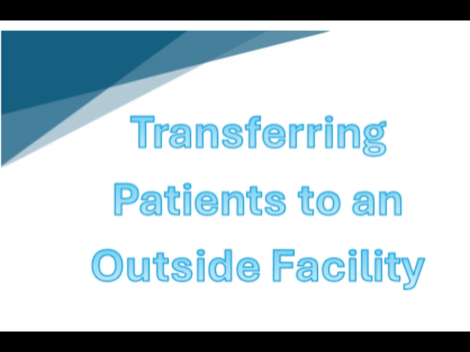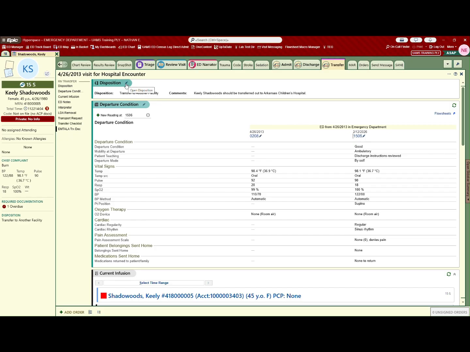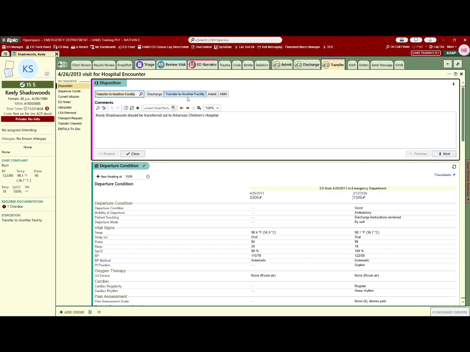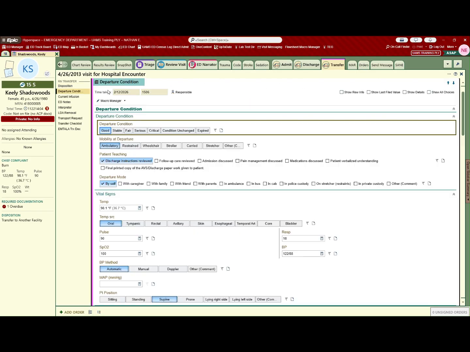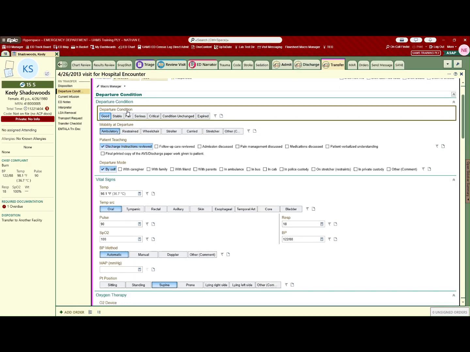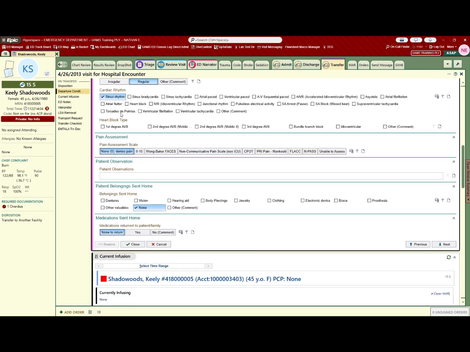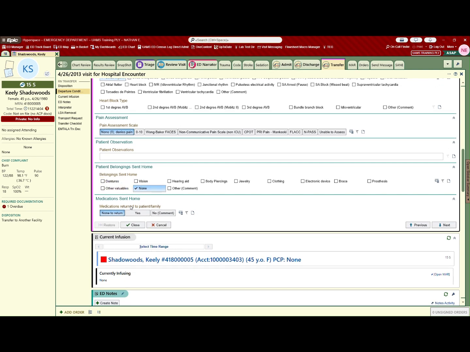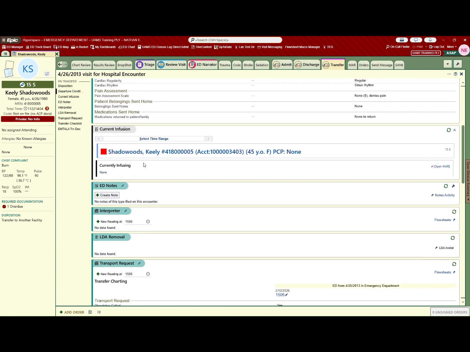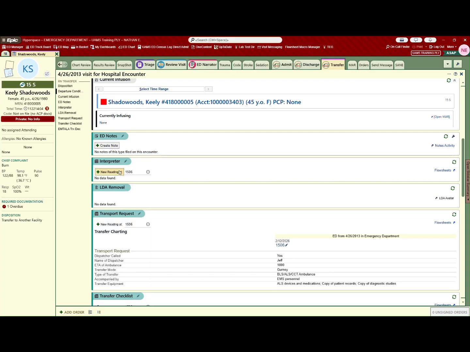So when you go to the navigator, it's just in your regular Epic. The first tab is a disposition tab. The physicians should already have this changed to transfer to another facility, but you want to make sure of that, and it also specifies where they're getting transferred to. This next part is the departure condition. This is the same as with your normal discharges, the state of the patient when they're leaving the department.